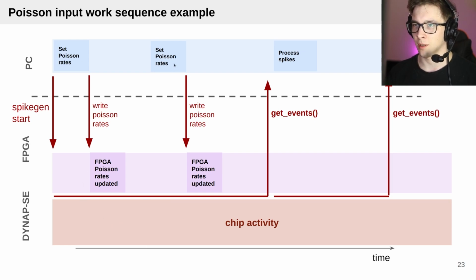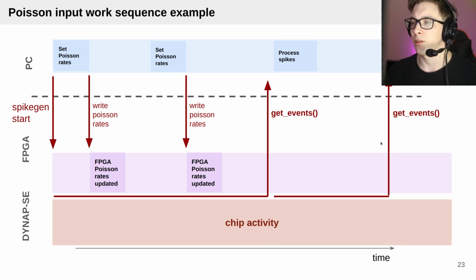Then you can change the stimulus again. You can reprogram the Poisson rates. It would propagate after some delay and change the activity again. And then you can record back. So this function get events would keep the entire history of what happened with the chip over here in this region in time. And the recording would continue within the buffered filter until we call get events again. And the second call would only retrieve the history of activity of the chip in here.